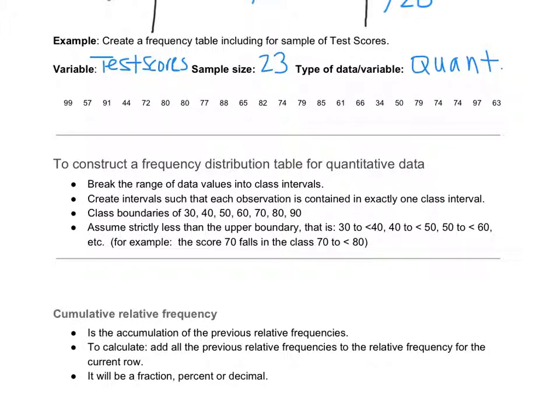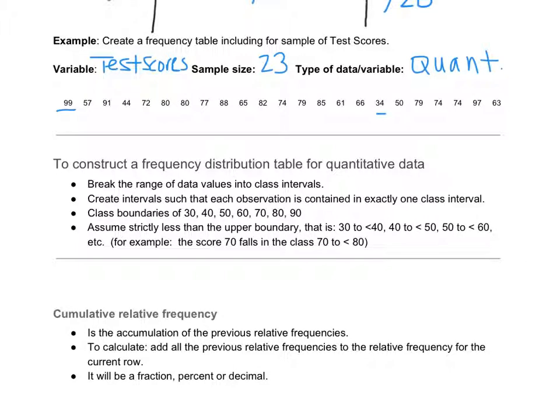To construct a frequency distribution for quantitative data, we have to break the range of data values into class intervals. If you look at the data, we've got a low value of 34 and a high value of 99. So we take that range of data values, we're going to break it into intervals, and we want the intervals to be such that every observation only goes into one class interval.